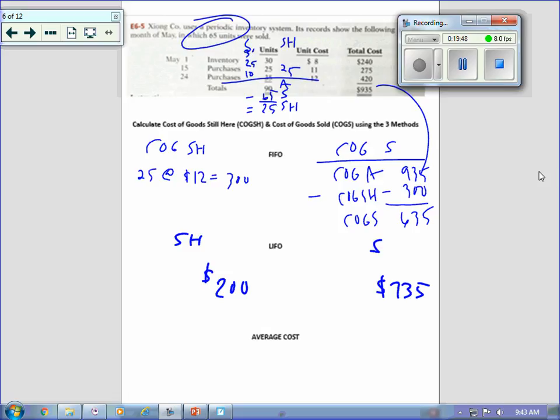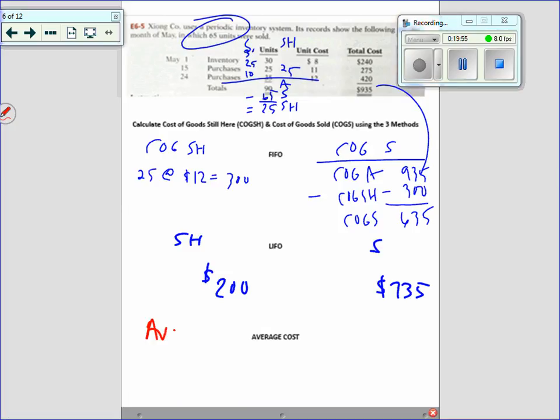What's our average unit cost? How did I get that? Yeah, so 935 divided by 90 will average at $10.39. Round, my money mind says round to the nearest cent, okay? Or the hundredth, whatever your mind says to you.